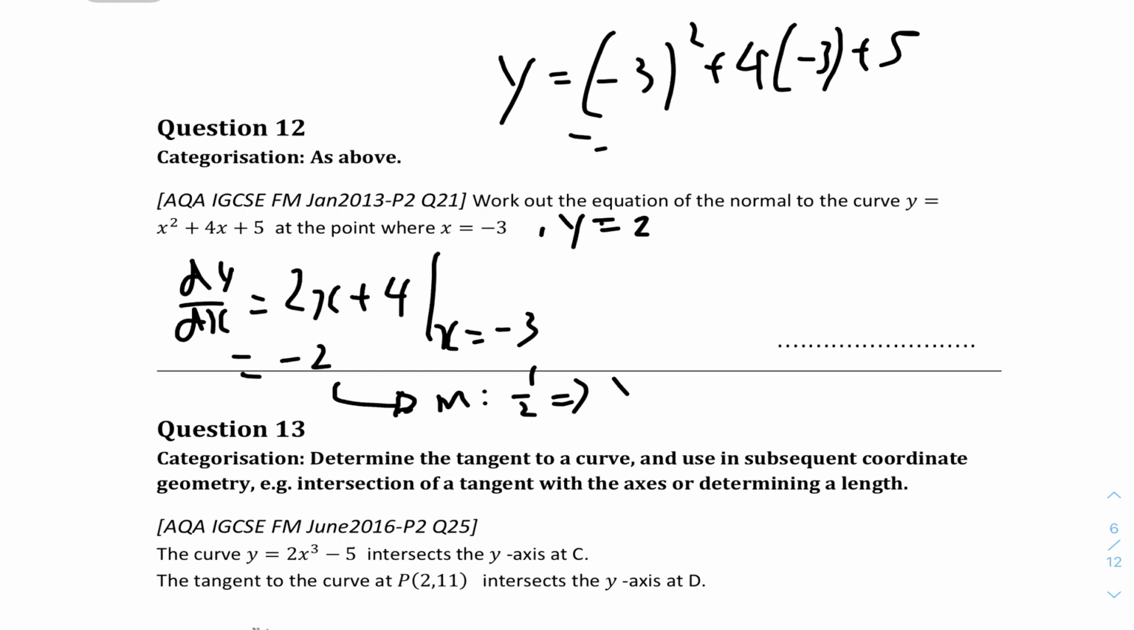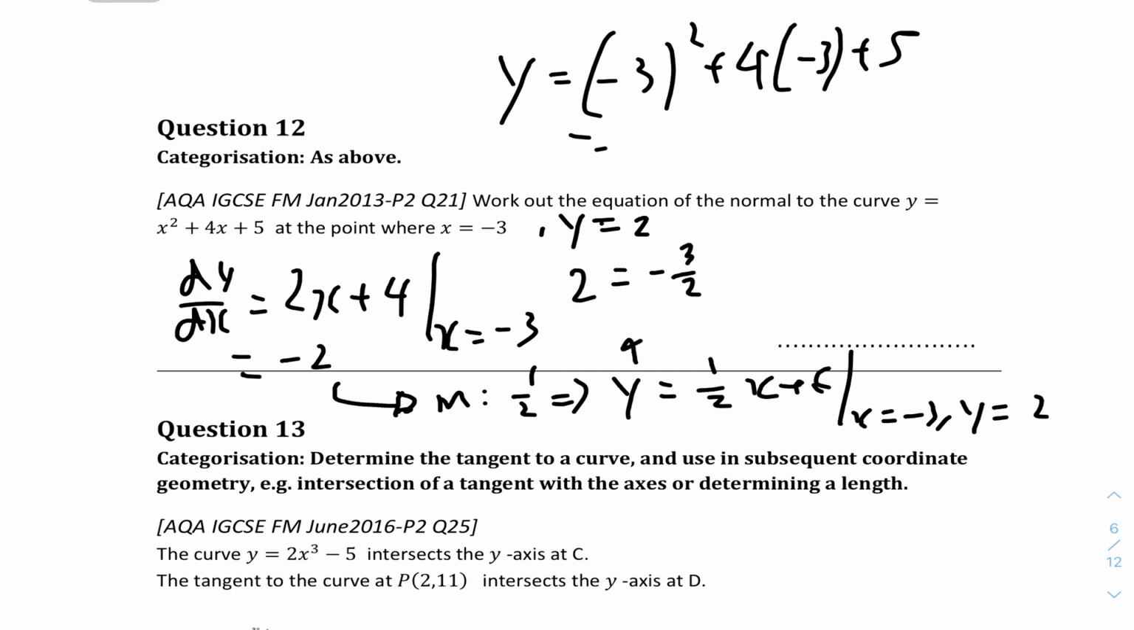So then it will be y equals 1 over 2 x plus c, where we have to put the value for x equals minus 3 and y equals 2 to find the corresponding y-intercept. So it will be 2 equals minus 3 over 2 plus c, and therefore c equals 2 plus 3 over 2, which is just 7 over 2. So the final answer will be y equals 1 over 2 x plus 7 over 2. And that's the answer.